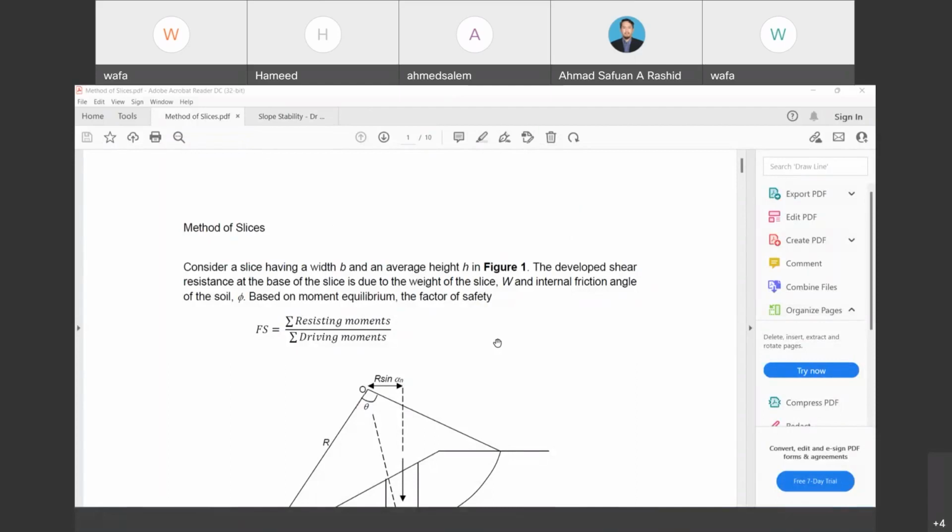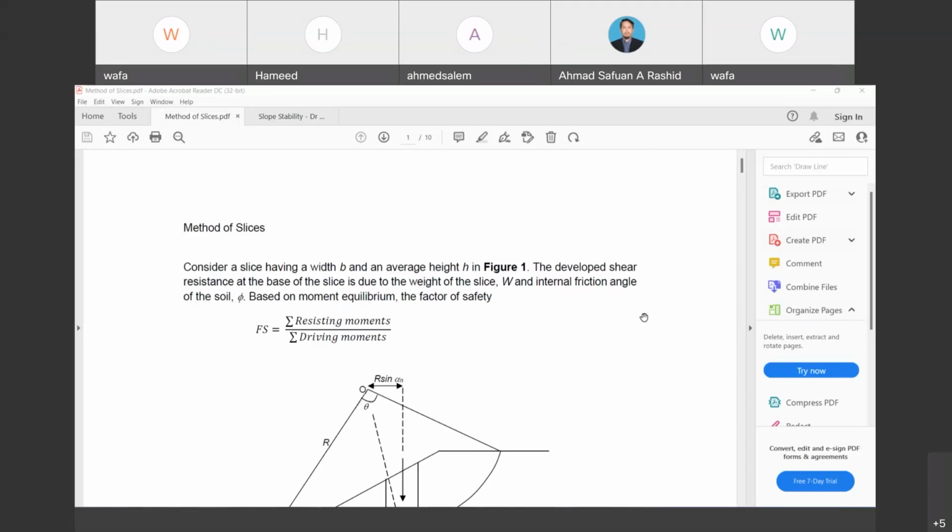So for today's class, we will discuss the method of slices. If I'm not mistaken, I already discussed the theoretical part based on my slide. Is it true? I have discussed the theoretical part using my slide. Is it true or not? Hello? I think yes, Prof.